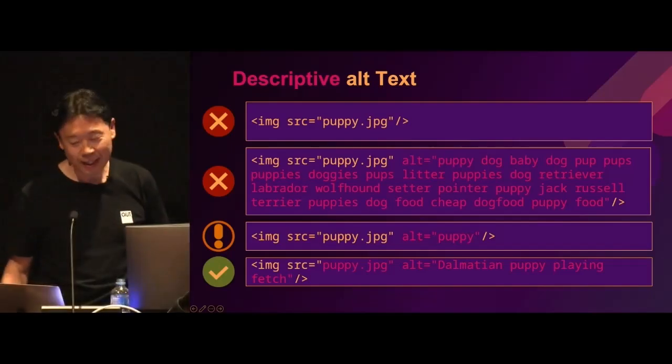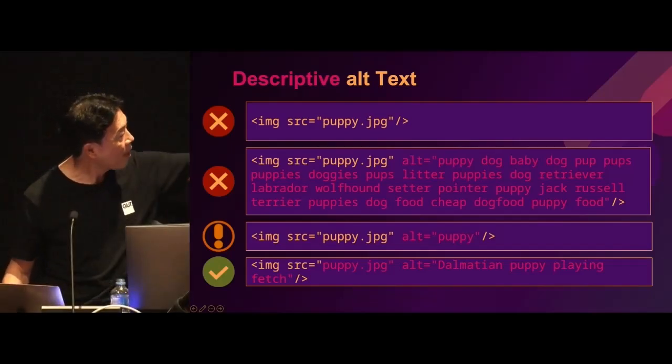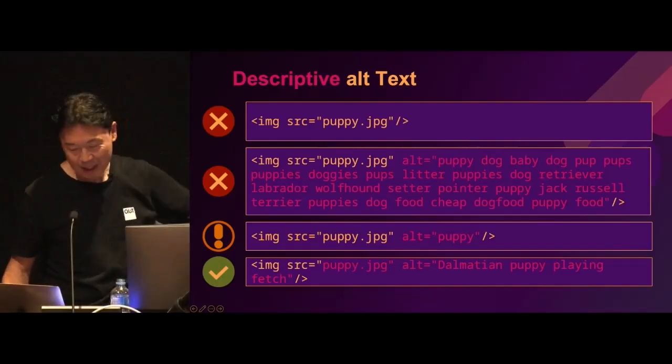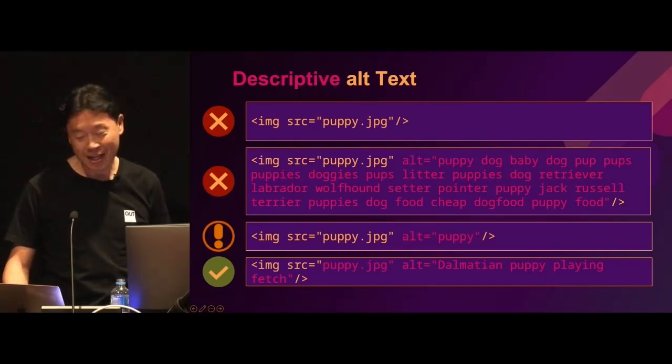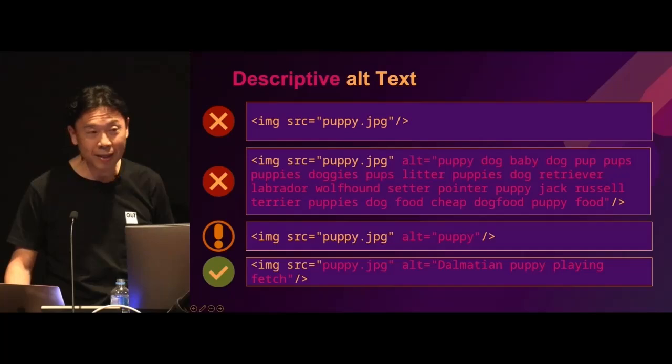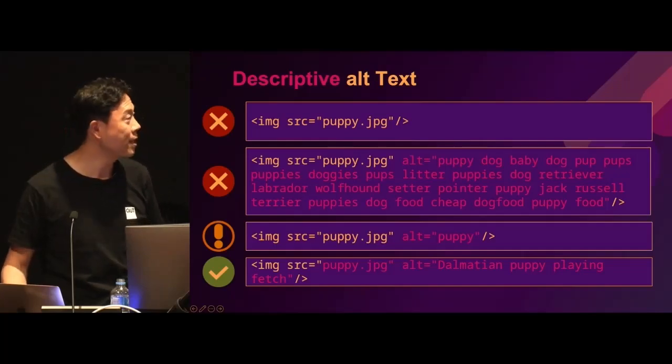Now look at the third example. This alt text is alt equals puppy. This is not terrible, but it's not great either. It's just too general. You want to write something more descriptive, like the last example on the slide.